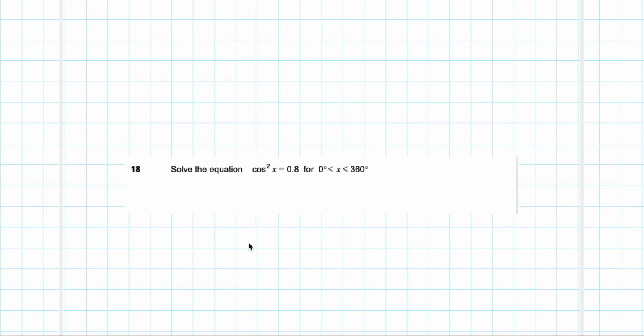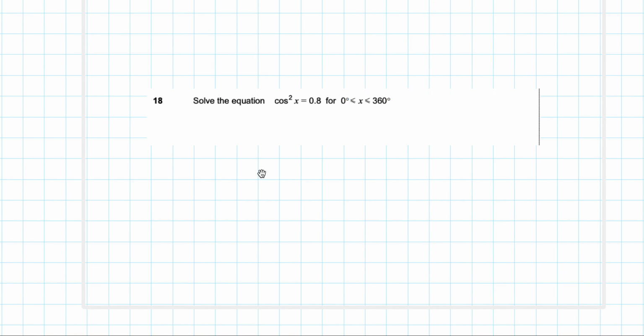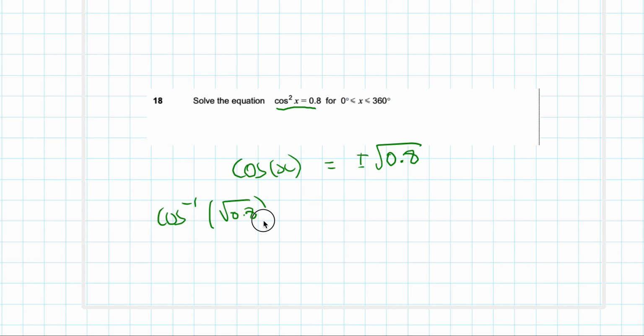The next question we have is question 18, which is cos squared x equals 0.8 for the angle between 0 and 360. So the first thing we can do here is square root to get rid of the square. So it becomes cos x equals plus or minus the square root of 0.8. This is a critical move, to remember the plus or minus part here. And then from here, we end up with two separate solutions: x equals cos inverse of the square root of 0.8, and a second answer, x equals cos inverse of minus root 0.8.